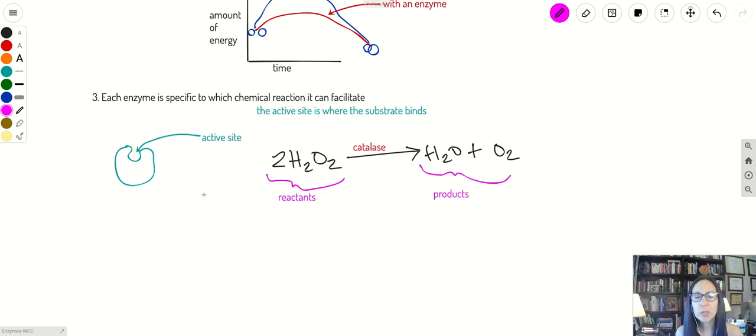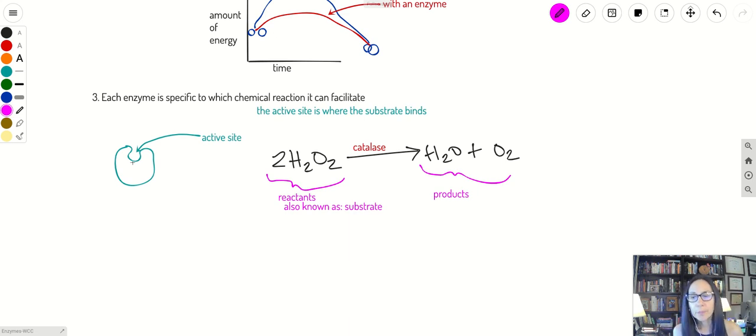And so when a reactant goes into an active site of an enzyme, it is called a substrate. So this is also known as a substrate. A substrate is any reactant that is going into an enzyme that is about to be changed. And again, an enzyme can either bring two pieces together to make one, or take one piece and take them apart to make two.